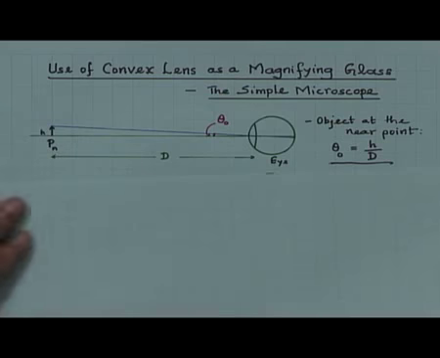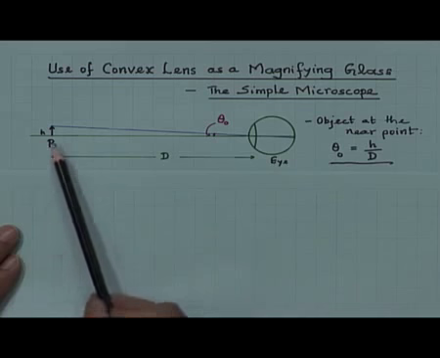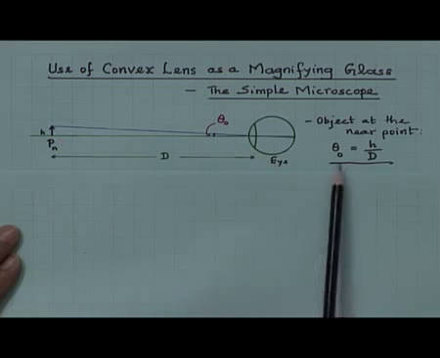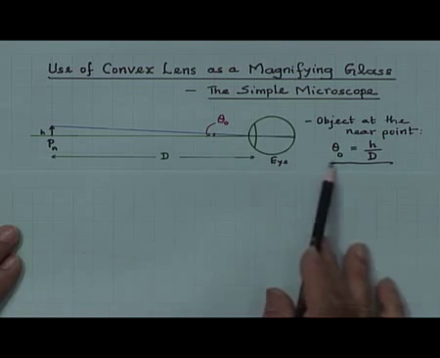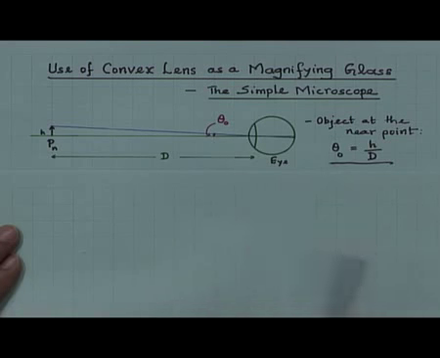First here we have an object which is at the near point, but the object is very small. It is subtending an angle theta 0 equal to h by d. Actually, theta 0 is very small, so we have used the approximation tan theta 0 is equal to theta 0.